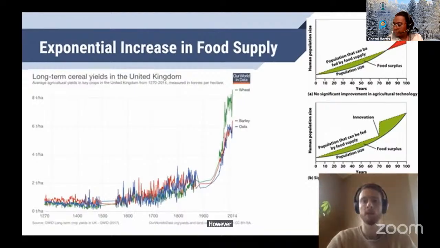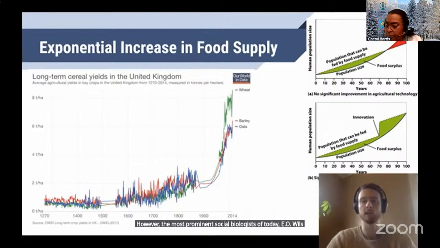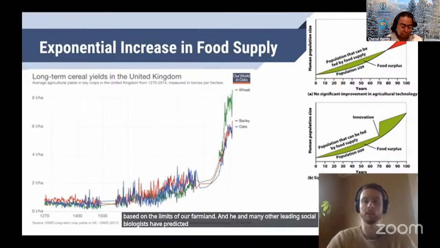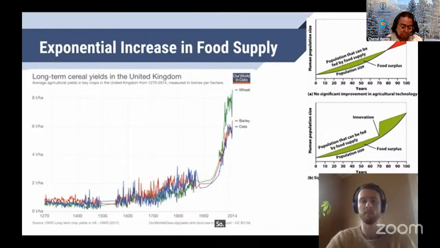However, the most prominent social biologist of today, E.O. Wilson, has concluded that the Earth will still experience a carrying capacity based on the limits of our farmland, and he and many other leading social biologists have predicted this number will be around 10 billion. So this kind of begs the question, will we find a way to dramatically increase Earth's food supply again?